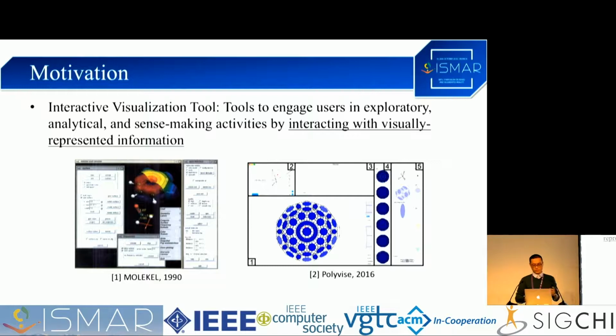And below are two typical examples of interactive visualization tools. The left one is a tool named Molecule, and it is a molecular visualization program developed in the 1990s. And the right one is a recent tool that helps people to understand four-dimensional geometric shapes.